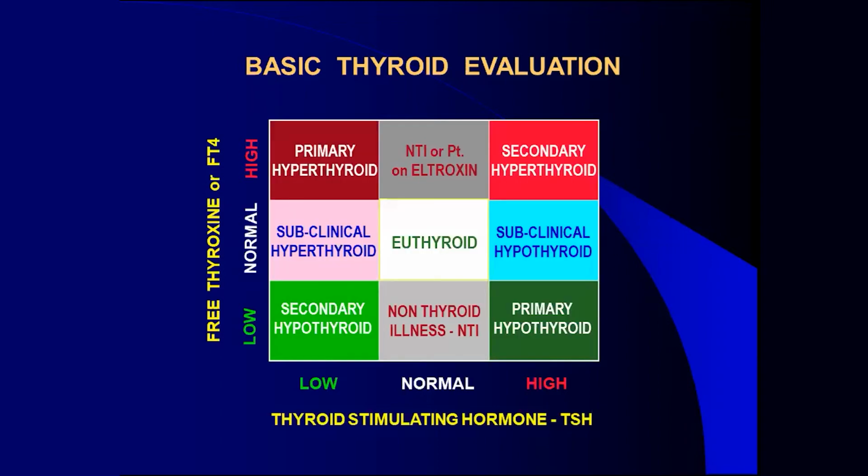Finally, this is how the 9 square would look. You have 9 different squares depicting 9 different diagnoses. If you can understand this 9 square game, you can pretty much solve the entire puzzle that is there in the basic thyroid evaluation.